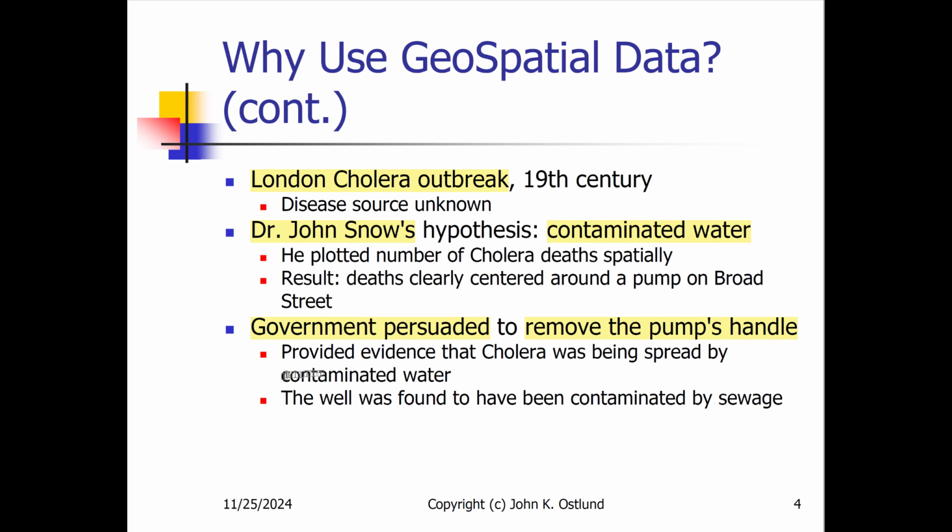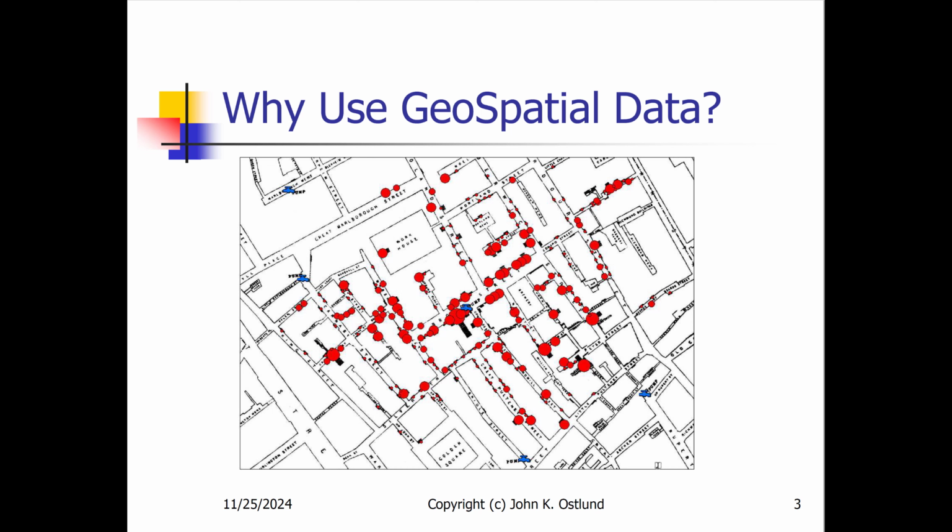So this did two things. First of all, it added some evidence for the idea that cholera was being spread by contaminated water. Also, later on, it was found that the well where this water was coming from had in fact been contaminated by sewage. So with this graphical evidence, it's abundantly clear to any reasonably intelligent person that there appears to be a concentrated problem around that particular water pump. Without this information, it would all have just been argument and conjecture.